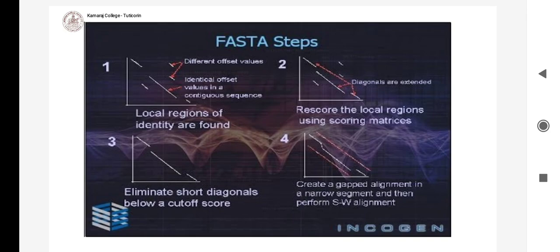This image shows the FASTA steps. The 4 major steps. First one is that local regions are first identified. Second is that the local regions are scored. We score using the scoring matrix. Third one, eliminate short diagonal areas below the cut off score. Then create a gapped alignment in a narrow segment, and perform SW alignment, Smith-Waterman alignment.